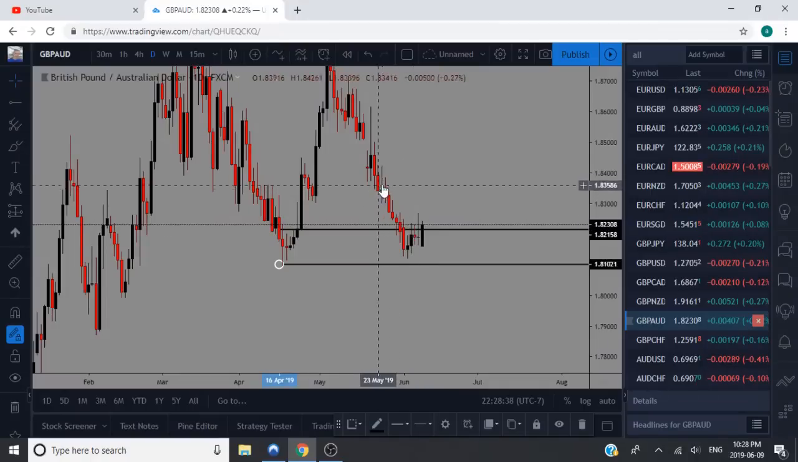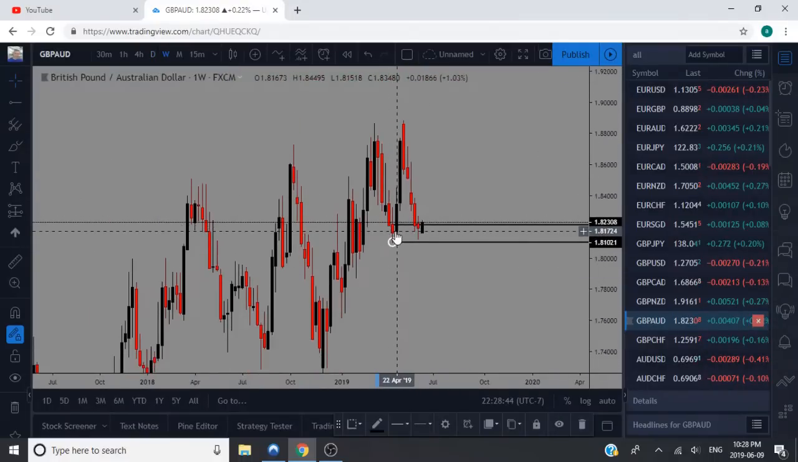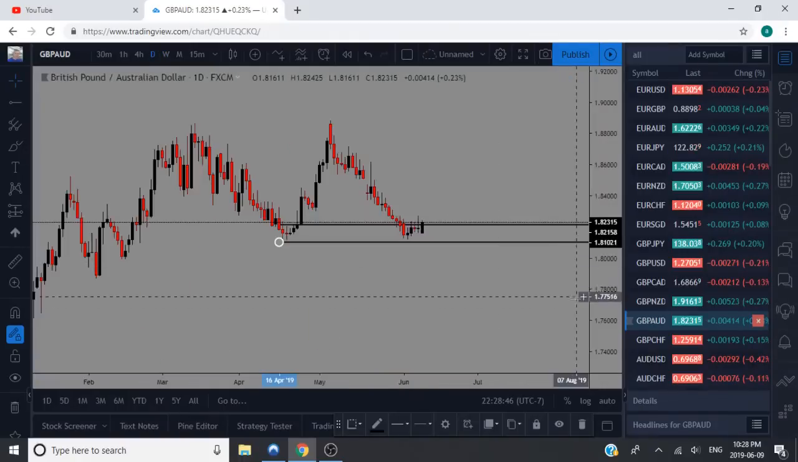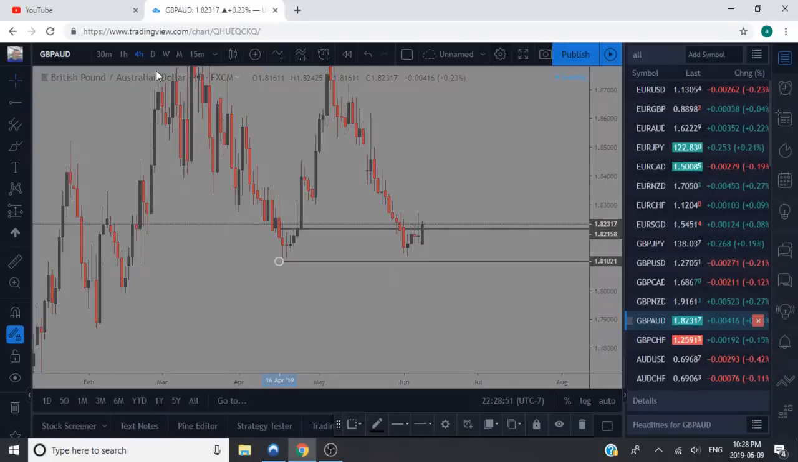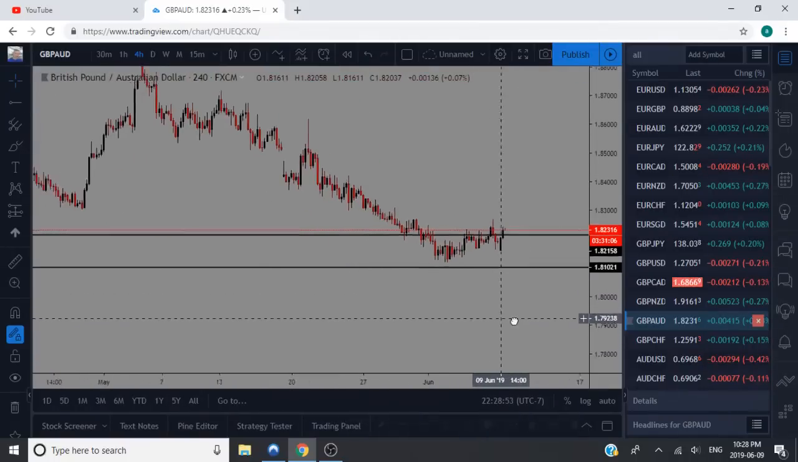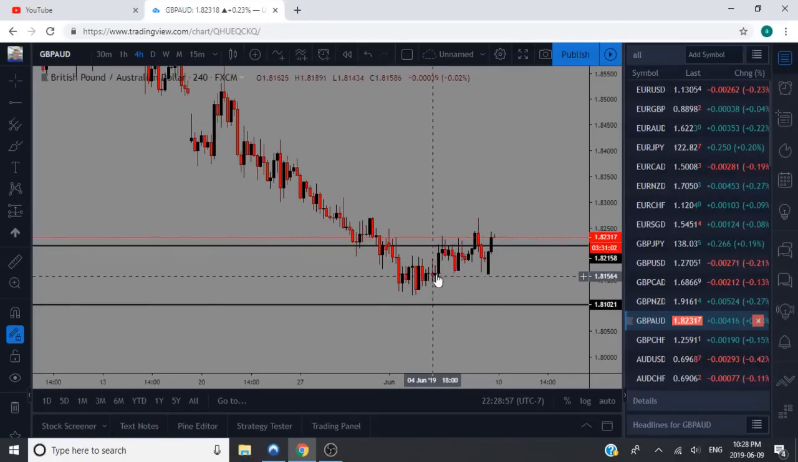Maybe up in here you have some supply, but I like this area because it's a weekly demand area, and it's a daily demand. And you can see prices starting to respect it. Yeah, I know some people that got long down here.